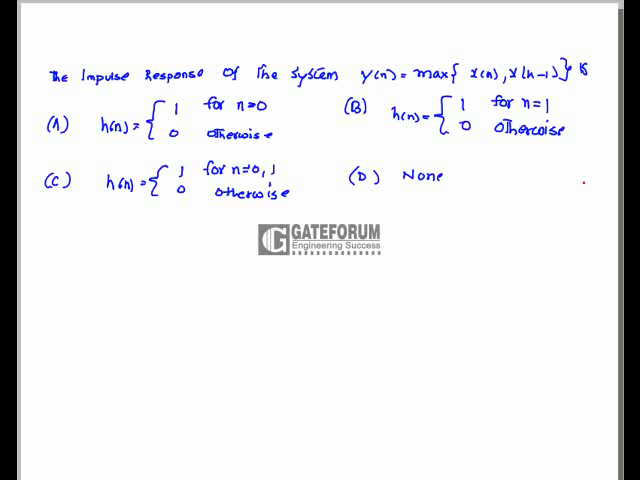The response of a system is given as y of n equals maximum of x of n, x of n minus 1. Here, from the data itself, y of n is choosing the maximum of the given two signals, so it is a non-linear system. If a system is non-linear, we cannot describe it completely by its impulse response. So the option is none of them, that is, option D is correct.